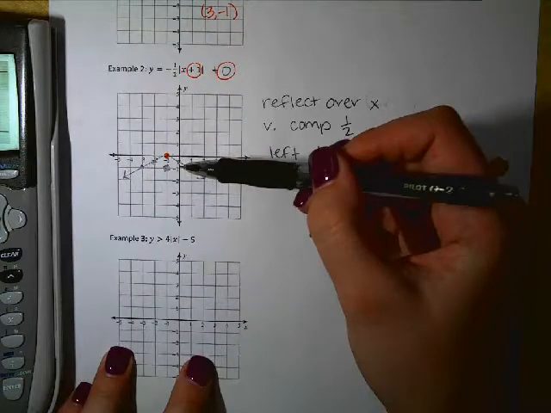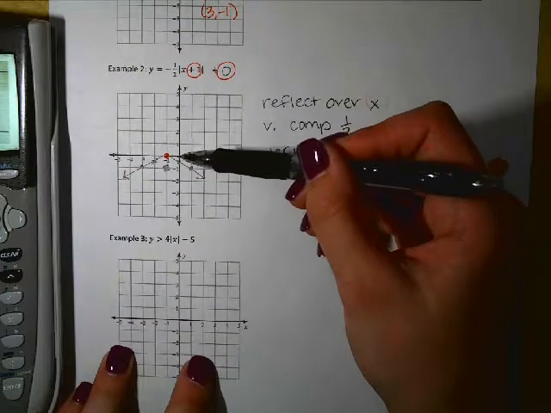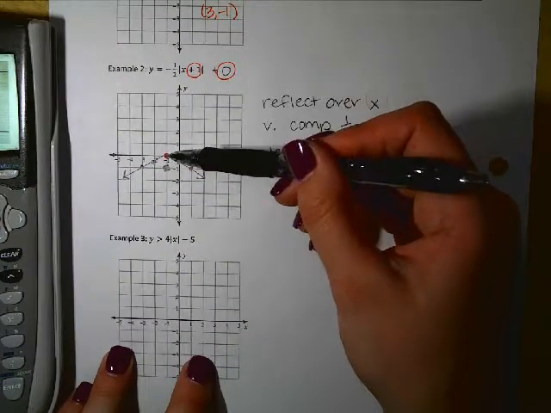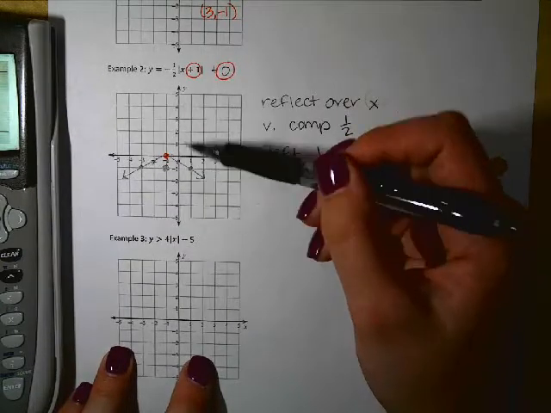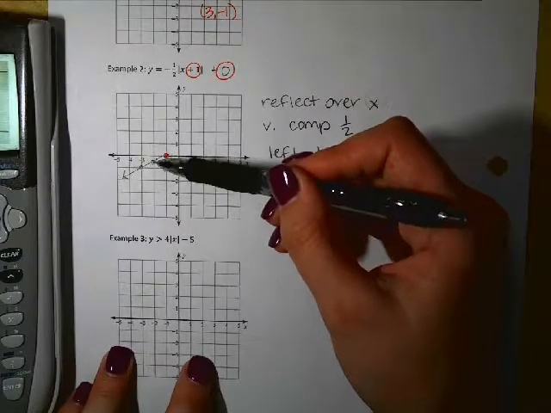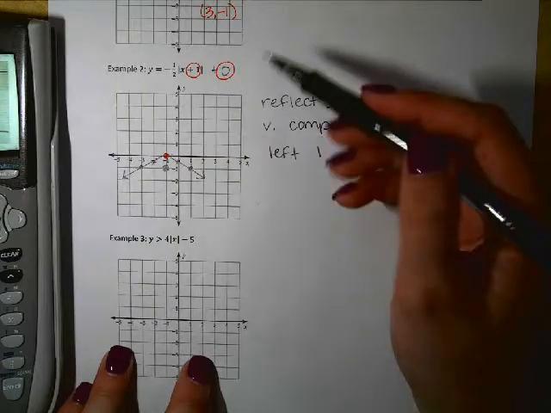So we can see if the normal absolute value graph starts at 0, we can see that it did go left 1. We can see that it's written upside down. And we can see that it only grows by a half instead of growing by 1 each time, like it normally does.